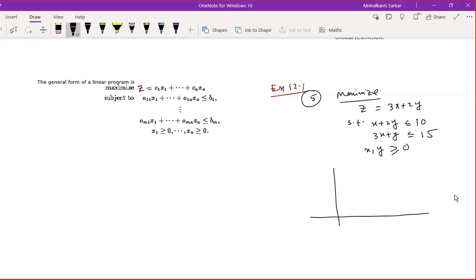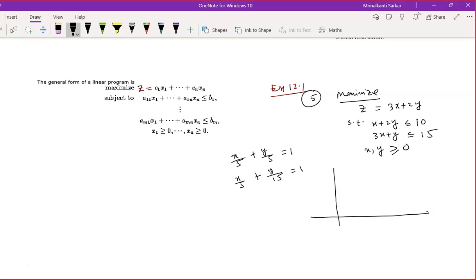Here I am drawing the sketch of every inequation roughly, but there is no problem in calculation because that calculation will be done by actually solving the equations. Okay, so here x, y greater than or equal to 0.